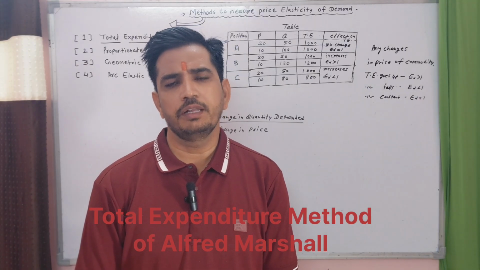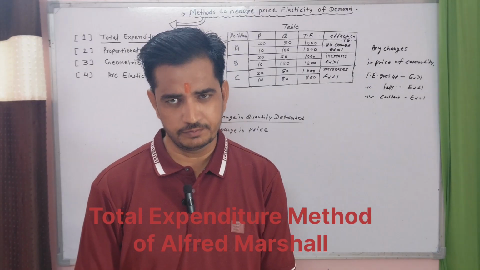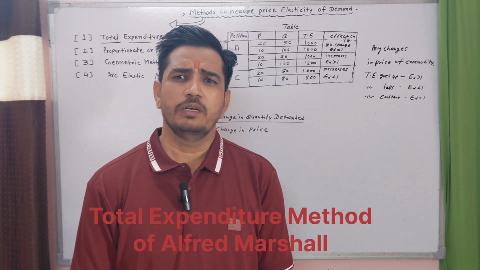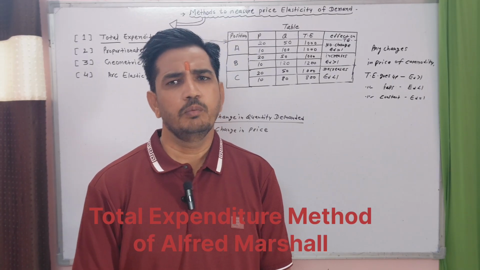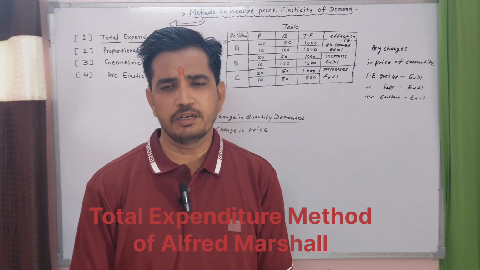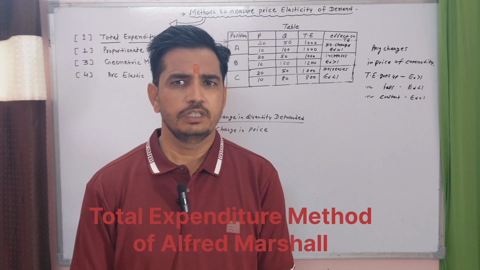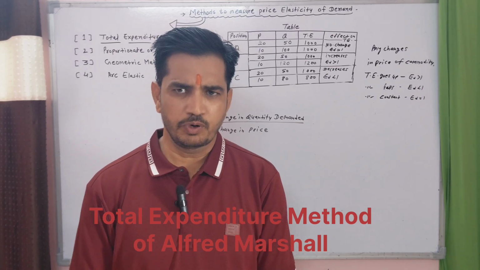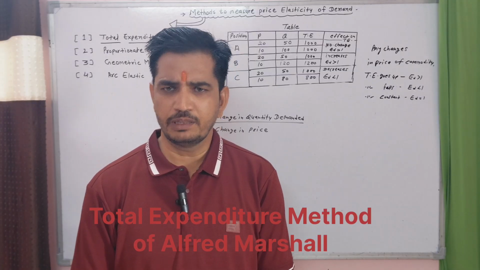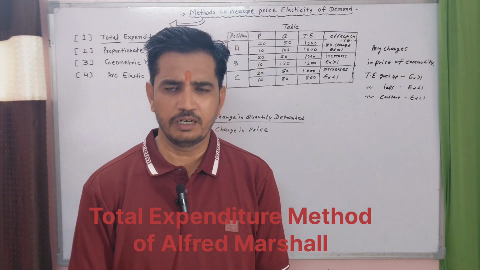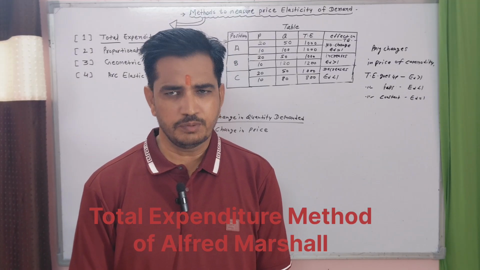Today we are going to learn about methods to measure price elasticity of demand. When we talk about methods to measure price elasticity of demand, there are four methods. First is the total expenditure method given by Alfred Marshall. Second is the proportionate or percentage method. Third is the geometric or point method. And the last, fourth method is the arc elasticity method. So let's go for the first method.